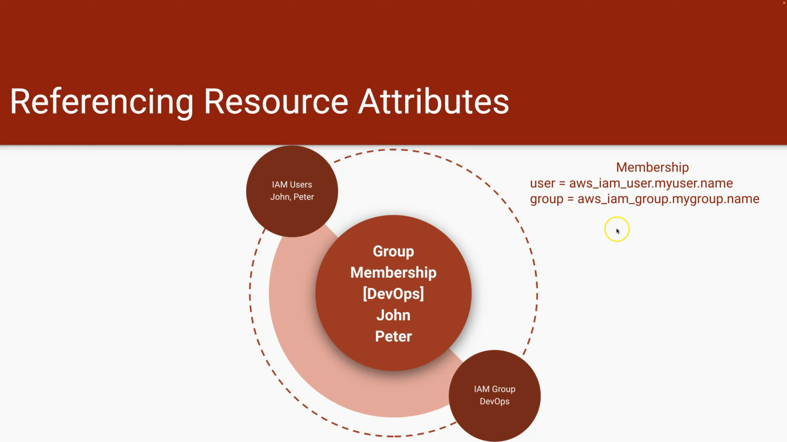a membership. Okay, so for the membership, referencing resource attributes means that in the membership I am picking up one resource and then referencing one of its attributes. I am picking up the other resource, picking up its attributes. Okay, so now this is how we can reference an attribute or argument.